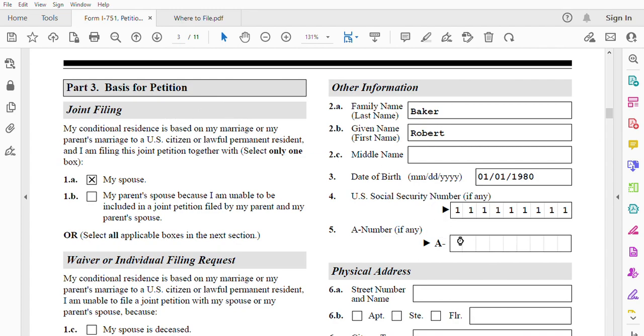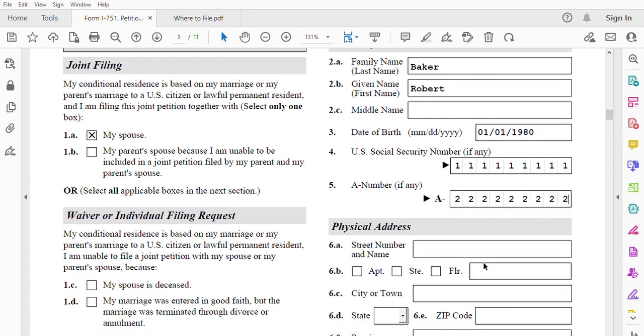So A-number, check your citizenship certificate or naturalization certificate, you will have a number. A lot of people get confused with this one. However, if the spouse is a U.S. citizen by birth, it does not have a number. People who come from outside the United States have a number, even if they become a U.S. citizen, they still have a number.